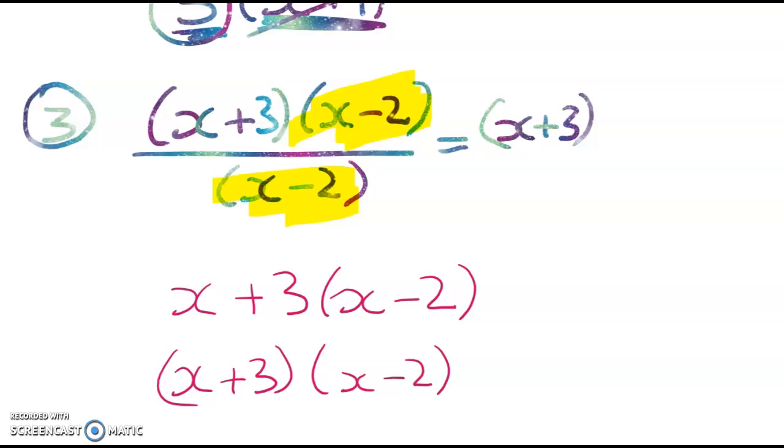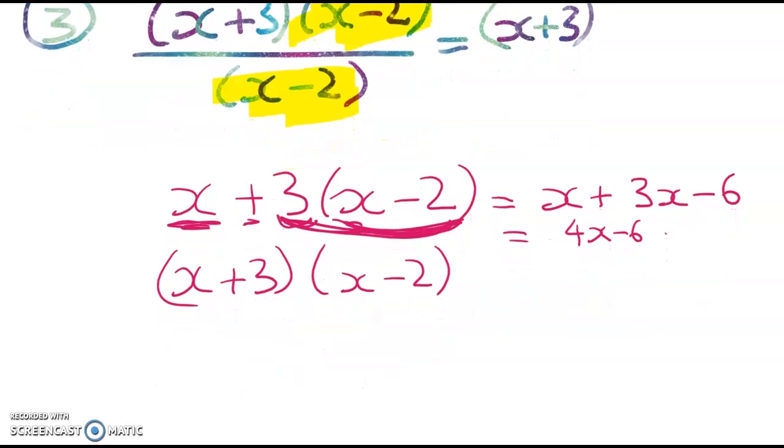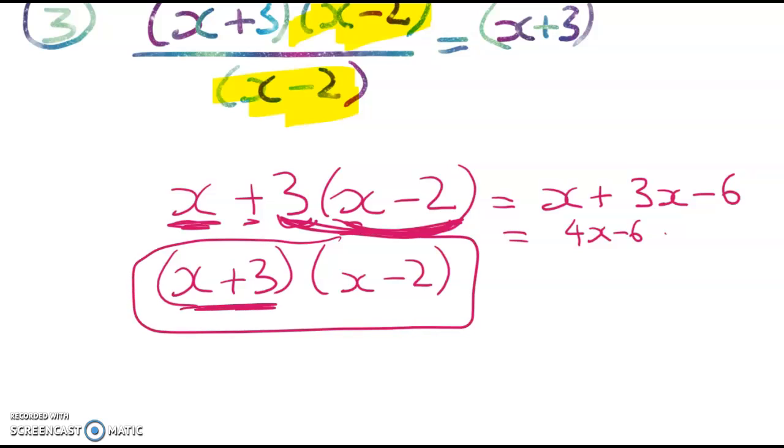In the first one, I've got x plus 3 times this. Now, by order of operations, I have to do this first. So this is the same as x plus 3x minus 6, right, which is 4x minus 6. But what we had was not that. It was this whole thing times this whole thing.